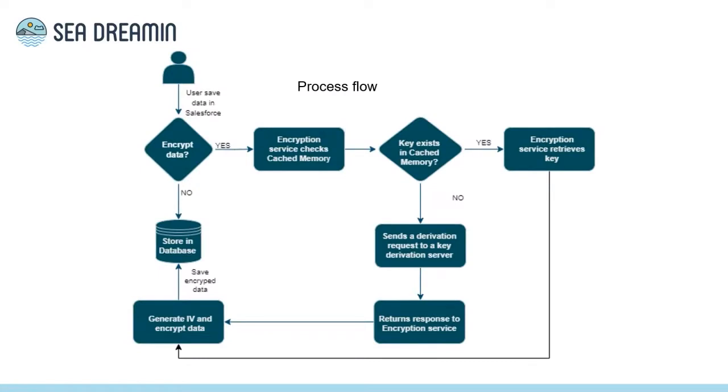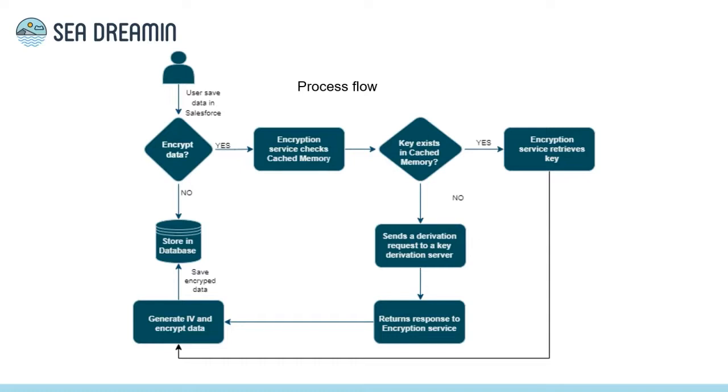Let us see how this encryption works behind the scenes. When a user saves data in Salesforce, consider an example of a custom field. First, internally it checks whether encryption of that particular field is required or not. If it is not required, then the data is stored in the Salesforce DB. If encryption is required, then the rest of the work is done by a service called the encryption service. The first step for this encryption service is to check for a data encryption key.